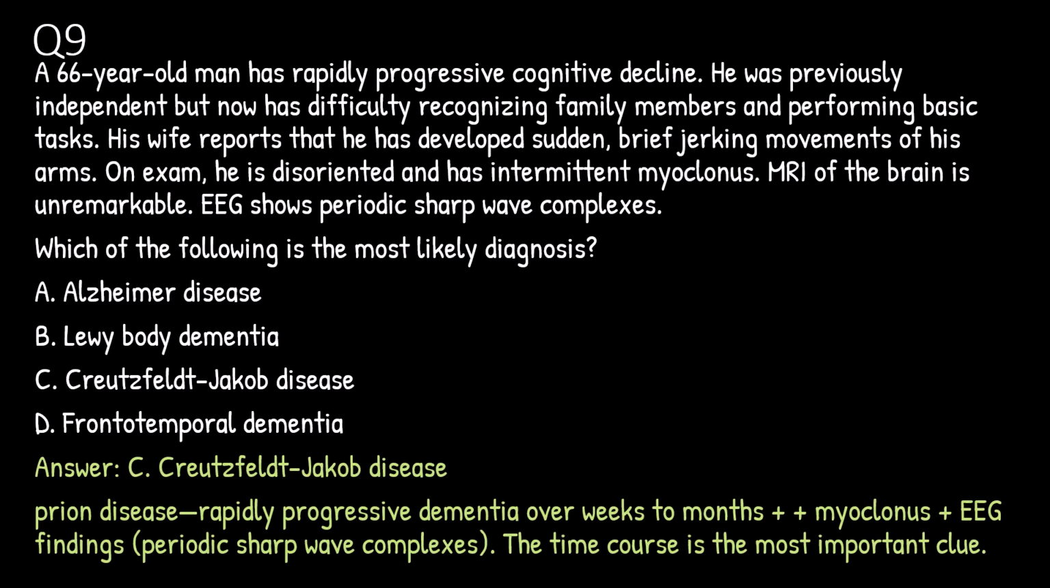The answer is C. Creutzfeldt-Jakob disease. So this is a prion disease, and the key things to be on the lookout for are the rapidly progressive dementia over weeks to months, so it's very rapid, plus the myoclonus is key. And then you have to know the EEG findings, which are periodic sharp wave complexes. The time course is the most important clue because it is so rapid.